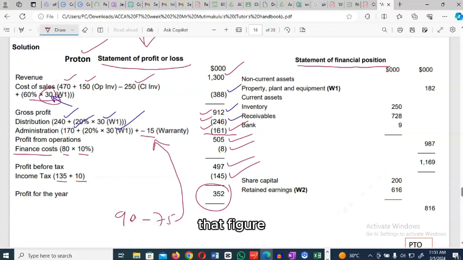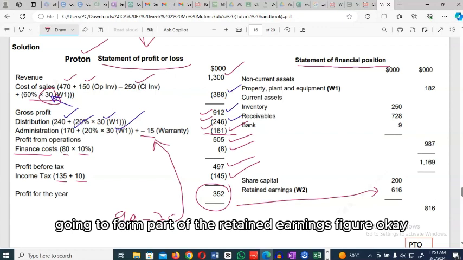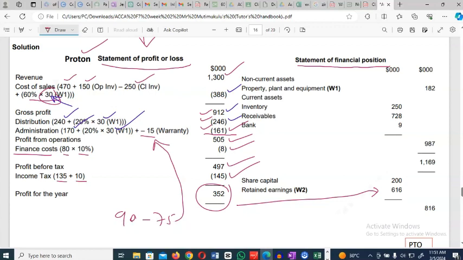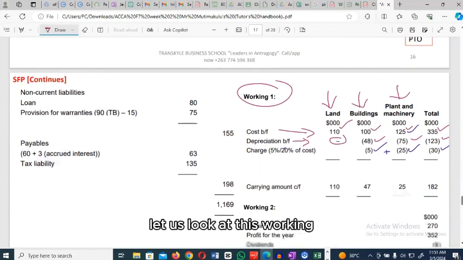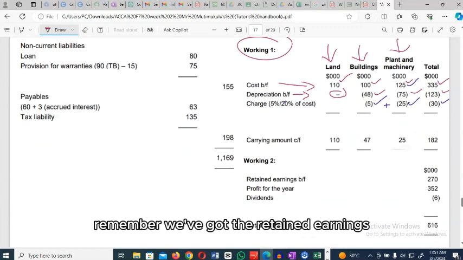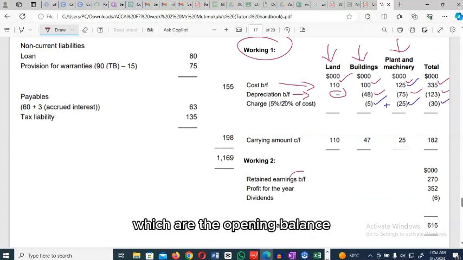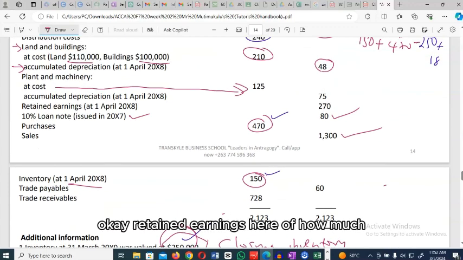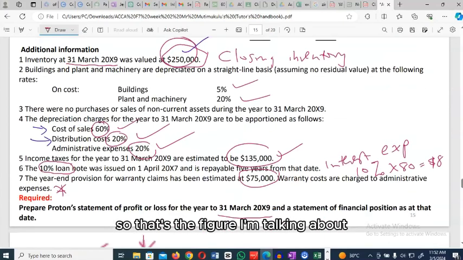Remember, there's a connection. That figure has to be transferred to retained earnings. The 352,000 has to be transferred to this amount. It is going to form part of the retained earnings figure. Okay, it is to be added to the retained earnings figures. We'll talk about that. All right, let us look at this working. Remember, we've got the retained earnings from prior periods, which are the opening balance, the opening retained earnings of how much? 270, and this figure was reported in the trial balance. Okay, retained earnings here of how much? 270. All right, so that's the figure I'm talking about.